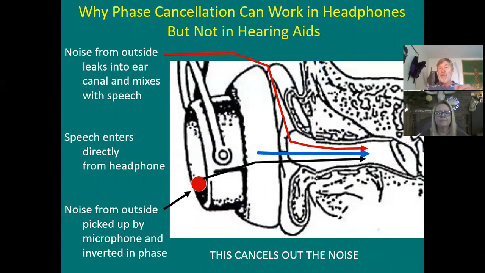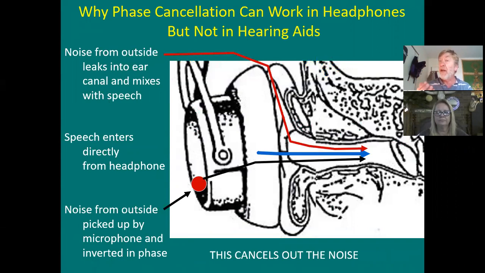Let's look closer. Here is a headphone. No, it's not a pretty headphone. It's an ugly old TDH circumoral headphone. It's the best I could do. Just look at the idea. Read in yellow why phase cancellation can work in headphones but not in hearing aids. Here goes. The blue arrow, that's the speech you want to hear. It's coming straight out of the headphone, going down your ear canal, hitting your eardrum. Fine. Look at the red arrow. The red is noise from the outside competing. It's leaking into the ear canal and mixes with the speech. So there's your background noise trying to wreak havoc with you hearing the speech.